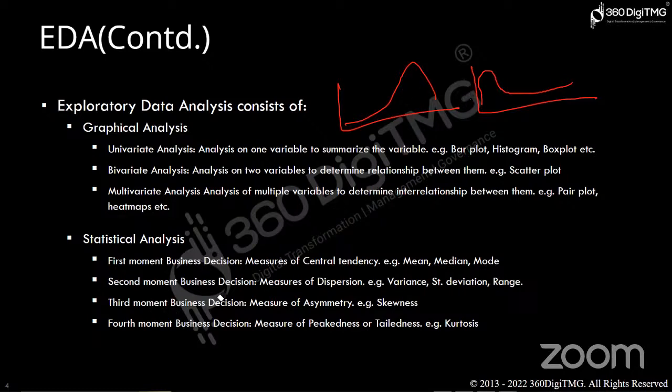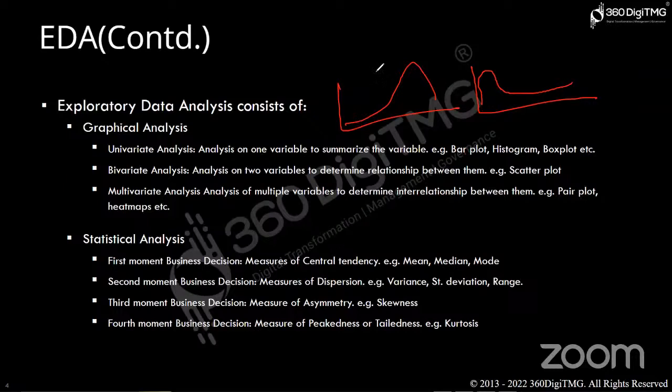So here, in the third moment of business decisions, we measure the asymmetry. Asymmetry means if our data is normal, it is symmetrical about the mean. But if our data is not normal, it will not be symmetric. In that case, we will have to measure the asymmetry, how much skewness there is. This is known as skewness, or asymmetricity, you can say. We measure this skewness.